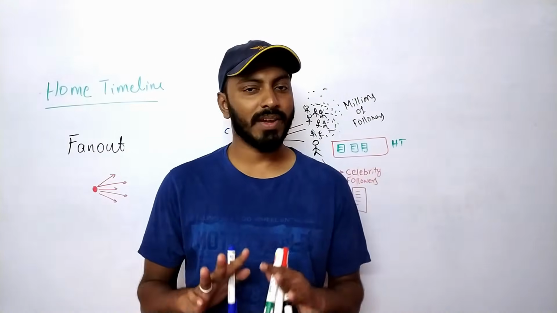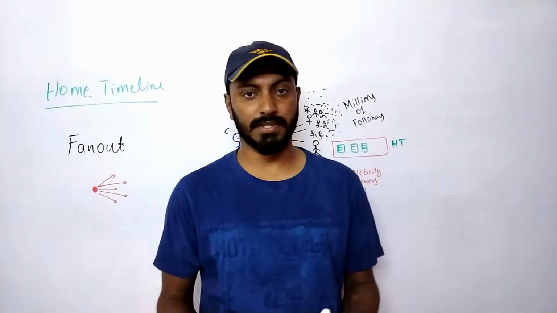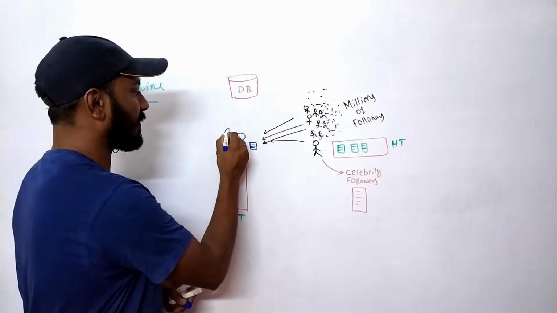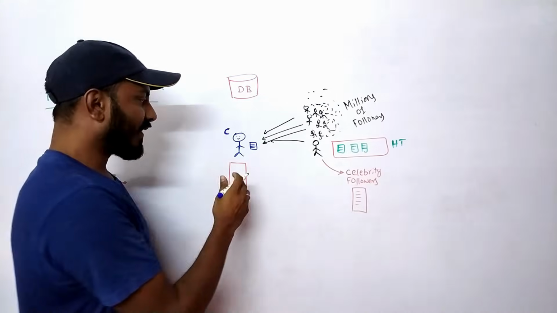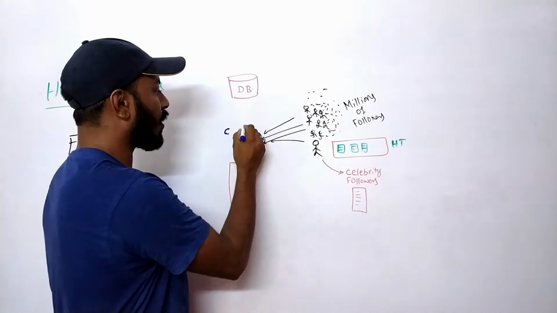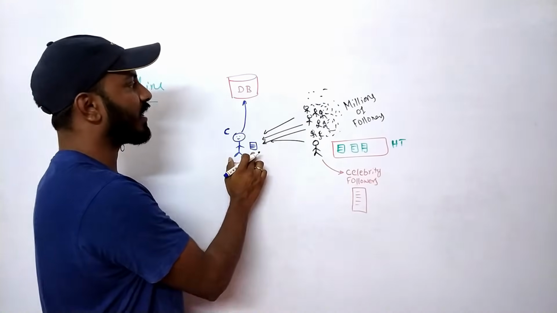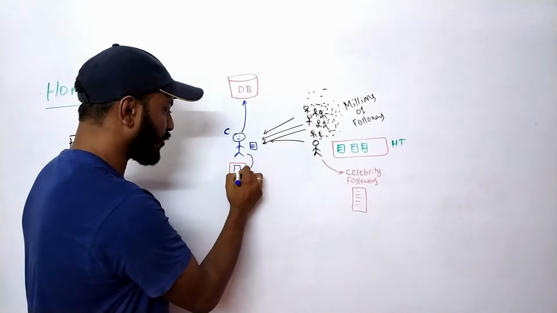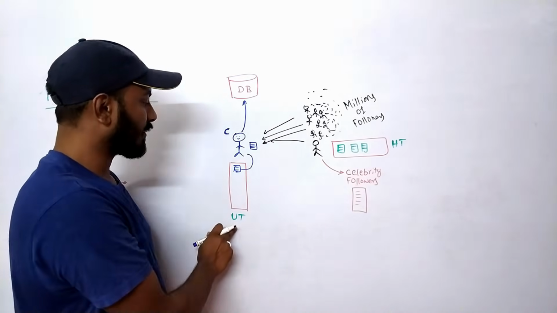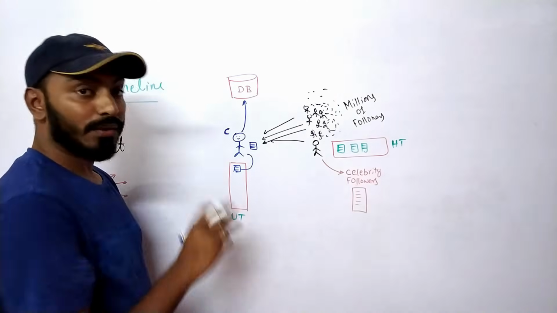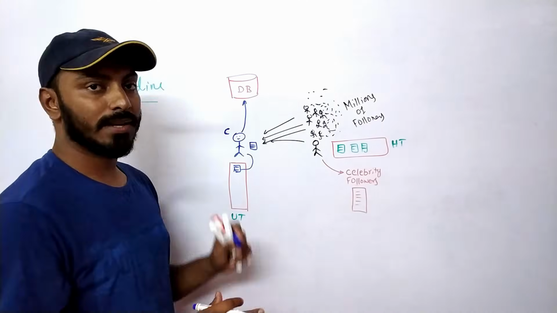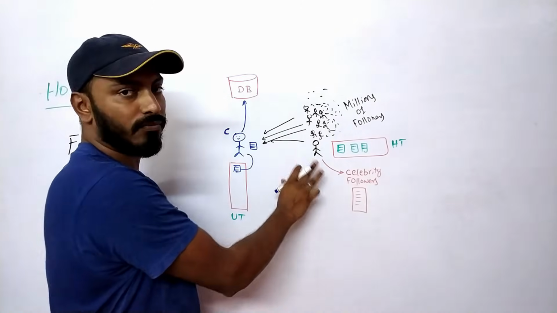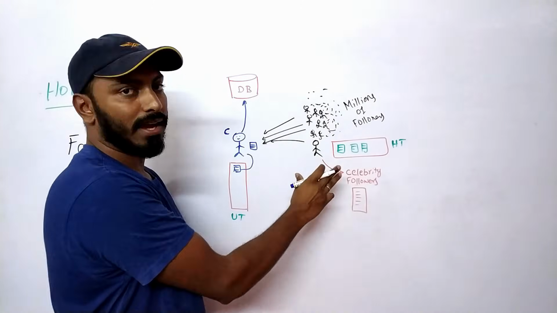So let's see how we handle tweets made by celebrities. Consider this user is a celebrity; we'll name him C. When this user tweets, what do we need to do? Obviously, save this tweet into the tweets table in the DB, then add the tweet into the user timeline cache. And then, if he was not a celebrity, we would fan out this particular tweet, updating all the followers' home timelines, right?